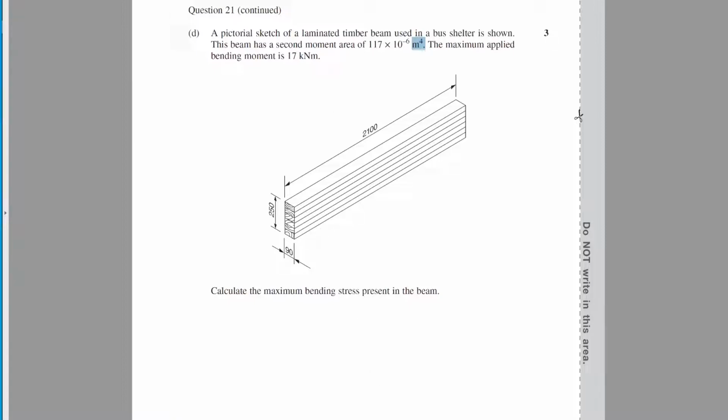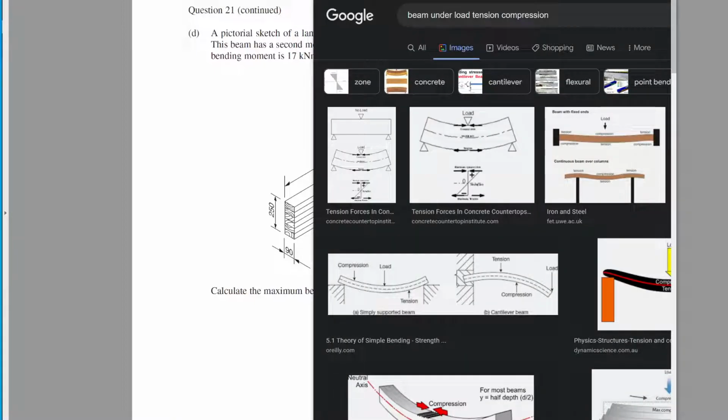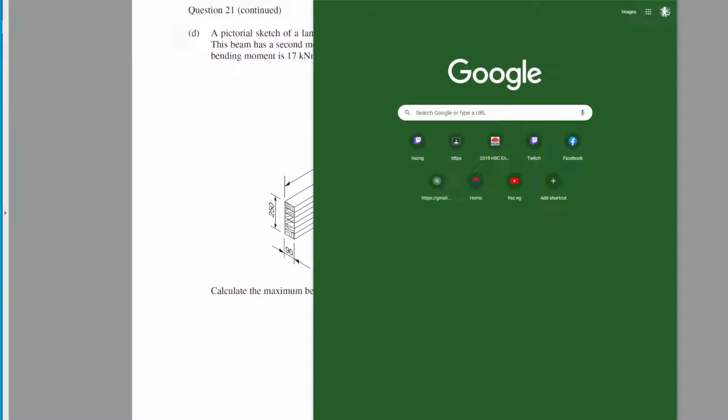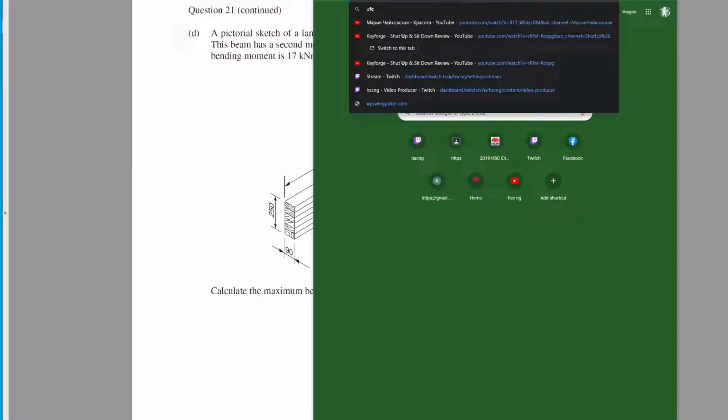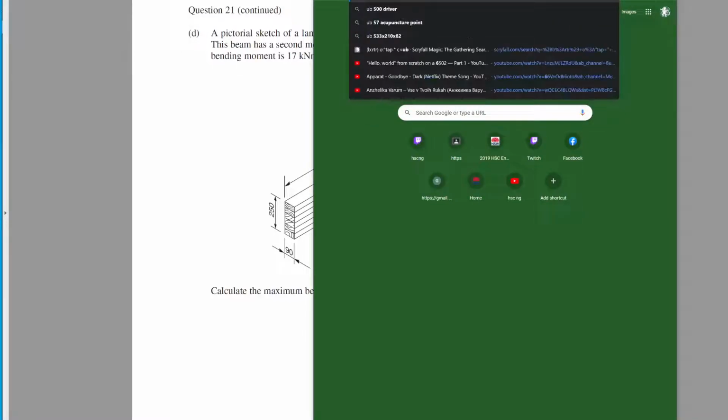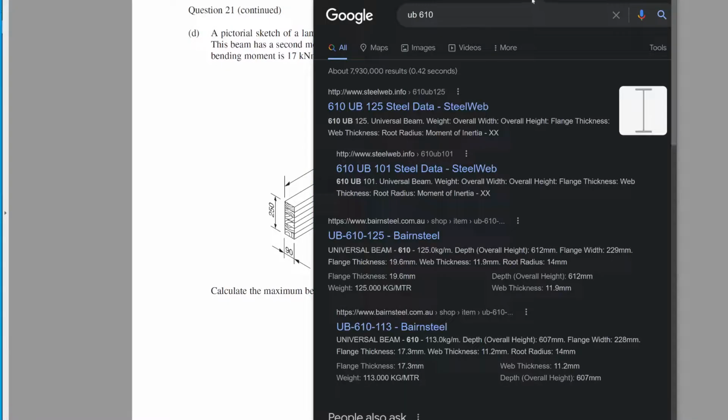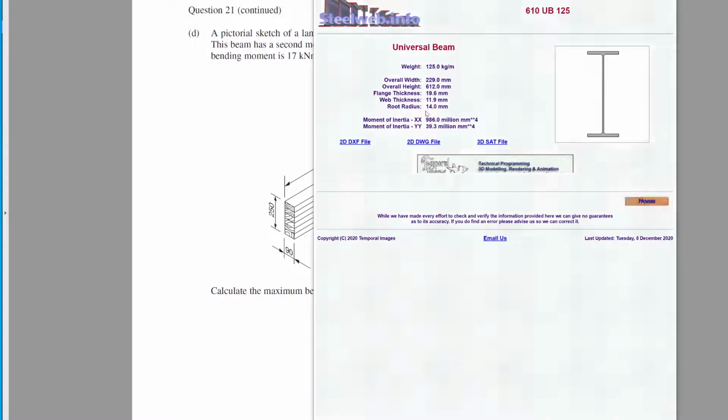Because if we look up a beam, we were talking at lunch about girders, and I was saying how the biggest beam you can buy is the UB610. And then after that, you have to weld up girders. When you look at the information for these things, they will tell you the moment of inertia in millimeters to the power of 4.